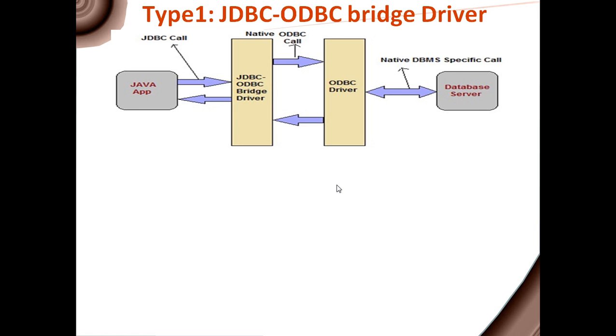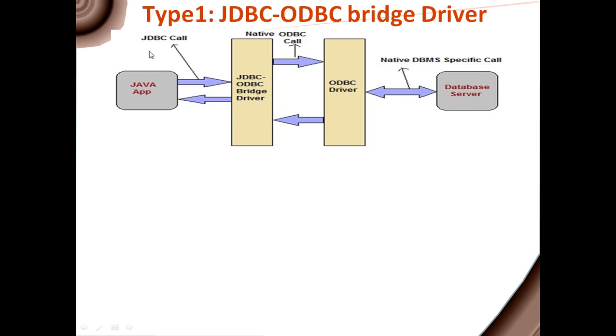So let's now proceed. In the previous presentation we have seen about the different types of drivers. Now we'll go into a little bit of detail about each of those types. So let's start with type 1. Type 1 stands for the JDBC-ODBC bridge driver. Let's try to see a diagram.